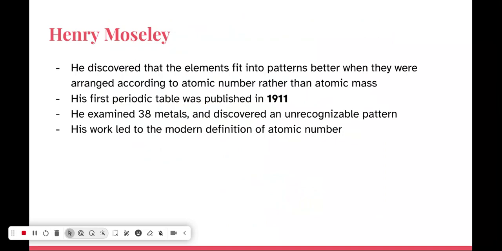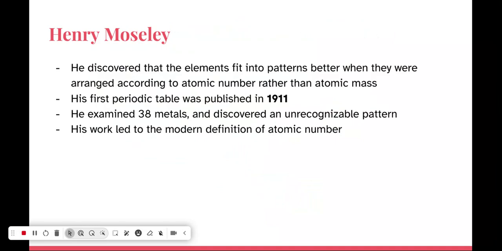Okay, so next I'm going to be talking about Henry Moseley, who discovered that the elements fit into patterns better when they are arranged according to their atomic number rather than their atomic mass. The difference between atomic number and atomic mass is that the atomic number represents the number of protons in an atom's nucleus, while atomic mass represents the total mass of the atom.